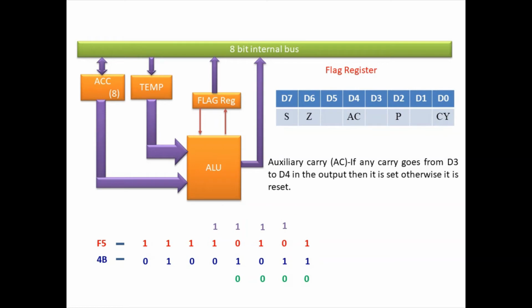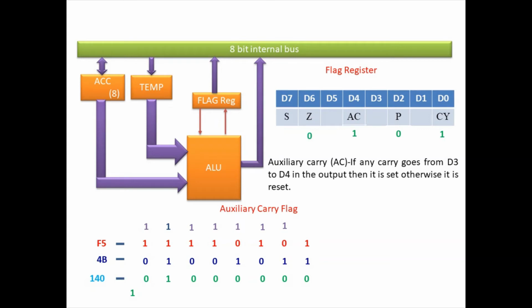Now 1 plus 1 again gives 0 with carry 1. Now triple 1, it is 1 1. Now 1 1 is 0 with carry 1. Now the carry flag will also be set. So this is the carry flag. Now can you understand the auxiliary carry flag? Similarly, you can count how many ones there are. Only two 1s, so even parity. So 0 you can put here.